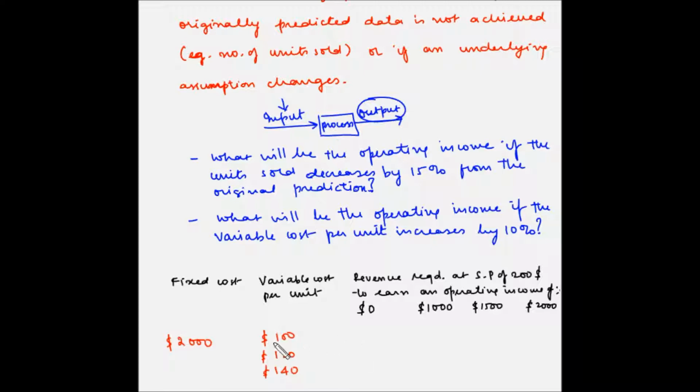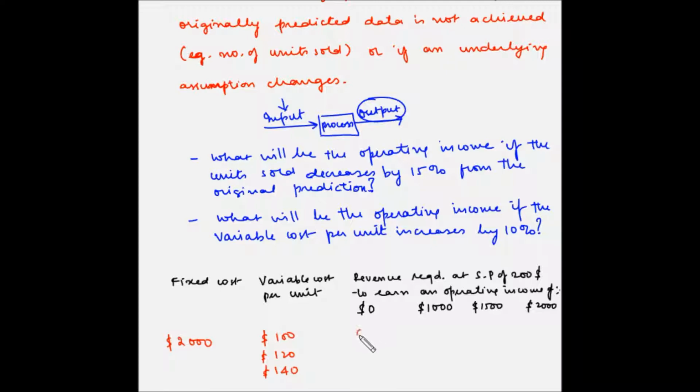So the first case is that the fixed cost is $2,000 and variable cost is $100. The targeted operating income is $0, that means break even, and the selling price is $200. So how much should be the revenue? So let me do a quick calculation here just for this one.